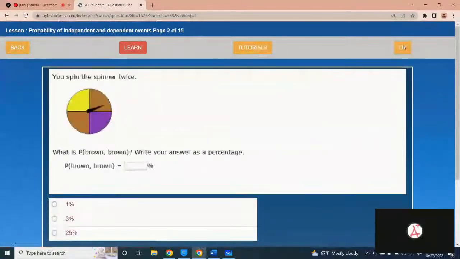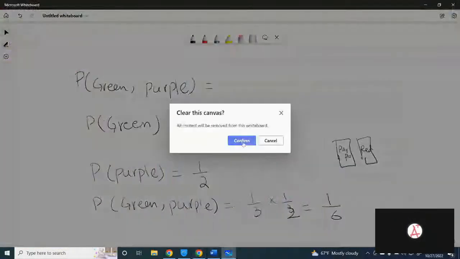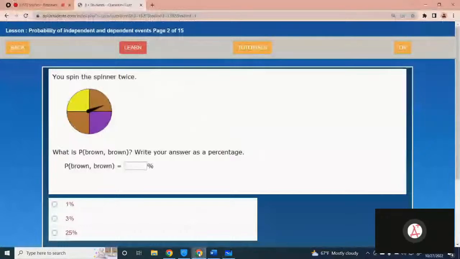Okay, you spin the spinner twice. The probability of getting brown. So the events are independent. Got it? So you need to find the probability of getting brown and brown. You have 2 browns on the spinner. The total outcomes are 4. You have 4 colors, and out of the 4, 2 of them are brown. So the probability of getting brown is 2 by 4.